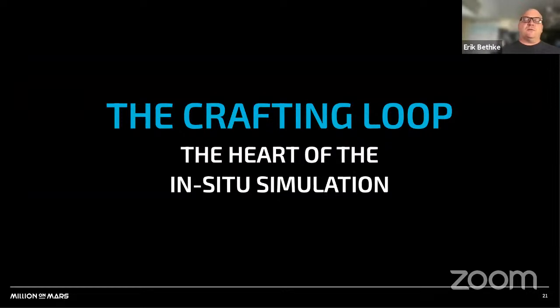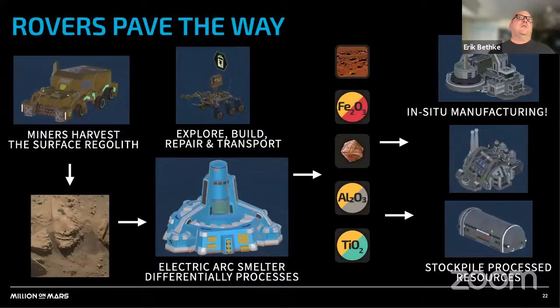All right, the crafting loop. It's all about in-situ crafting. I mean, if you boil the game down to it, it is all about simulating the in-situ crafting. So how does that work? You have miners that go around scooping up a surface regolith. You've got little explorer type rovers that go around and explore. They can build, they can repair, and they can do a little bit of light transport. But it's the miners that scrape that dirt off. They bring it to your arc smelter. And we're modeling an arc smelter right now that is some sort of differential arc smelter capable of processing different ores at different temperatures. And it processes it out, and you can stockpile refined bits of ingots, or you can go ahead and use them right away in some sort of manufacturing.